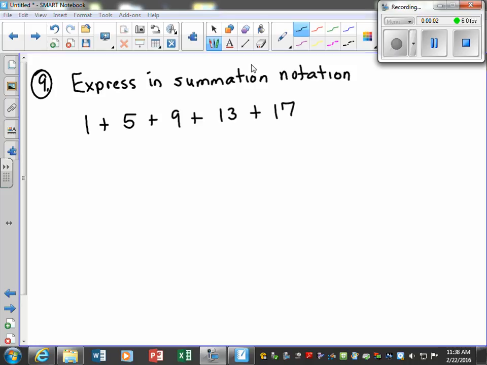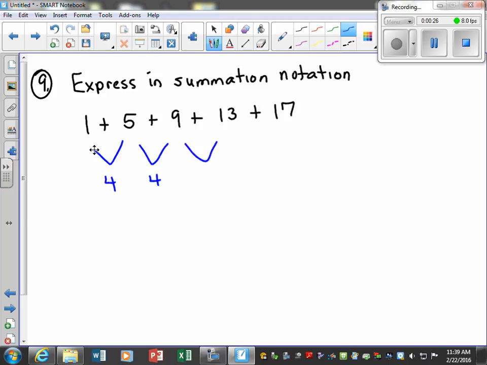Okay, in this case, we're going to express in summation notation. So this time they gave us the values of our sum, and we're going to work backwards to give summation notation. So first of all, let's determine what's the difference here. 1 plus what gives you 5? 4. So we're going to determine if there's a common difference here that's added each time.